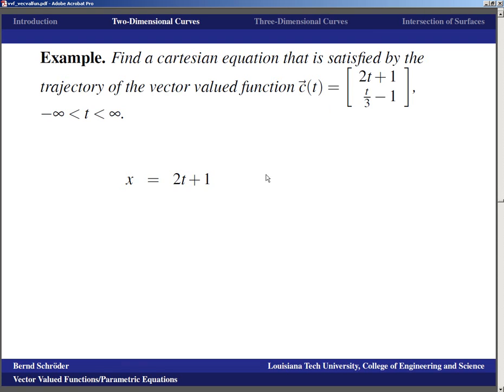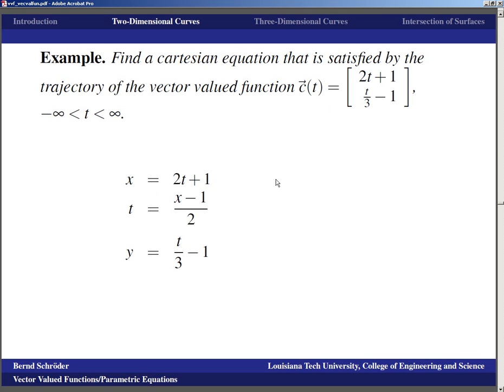We take our vector-valued function and realize that the first parametric equation is x equals 2t plus 1. That parametric equation can be solved for t, so we get that t is (x minus 1) over 2: bring the 1 over, divide by 2.